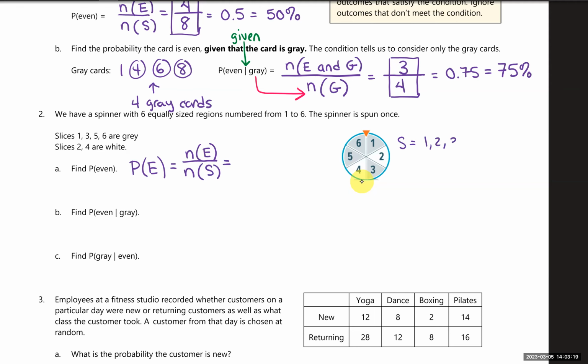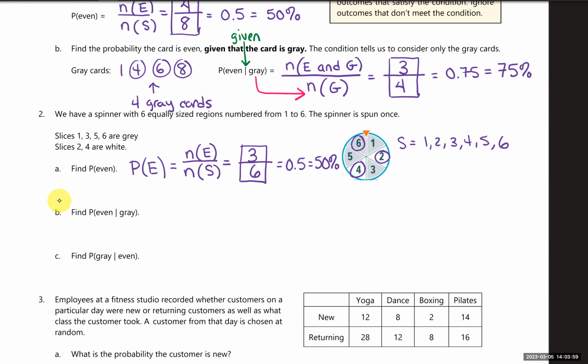So my sample space, 1, 2, 3, 4, 5, 6. If you're looking at your whole sample space, I've got 6 slices. And of those 6 slices, the number that are even, right? 2, 4, 6. So I've got 3 even. Similar to the last one, it would be a 50% chance of spinning and getting an even. But I'm just going to focus on how things are going to change here in the fraction form.